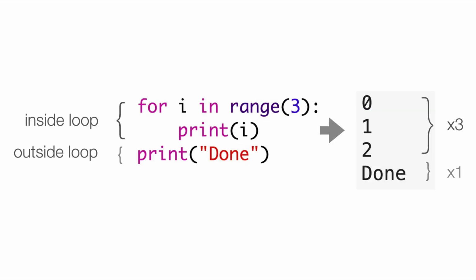Let's look at another example. for i in range(3): print(i), then print("Done"). This will print 0, 1, 2, Done. The line print(i) is inside the loop, so it runs 3 times. The line print("Done") is outside the loop, so it runs only once.